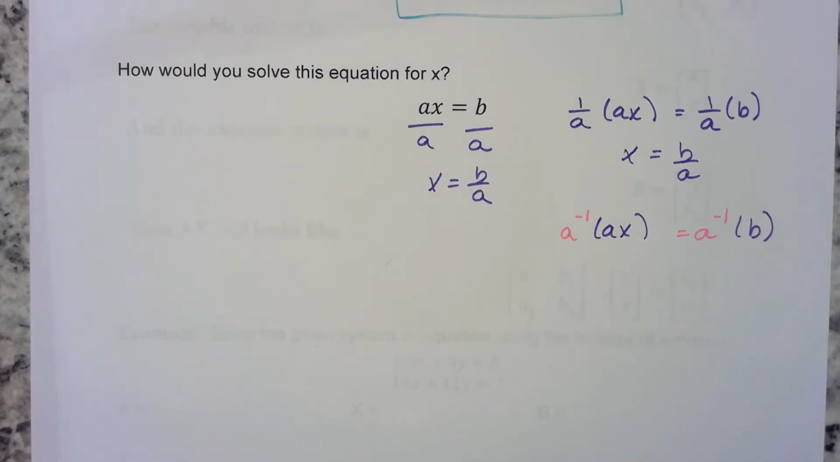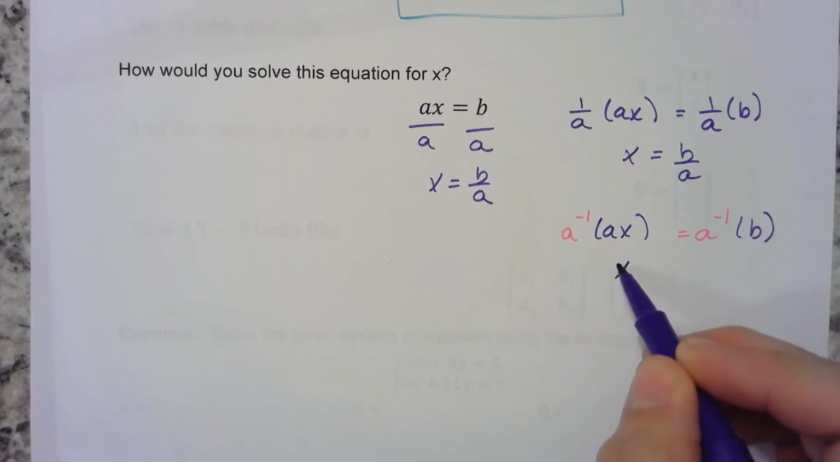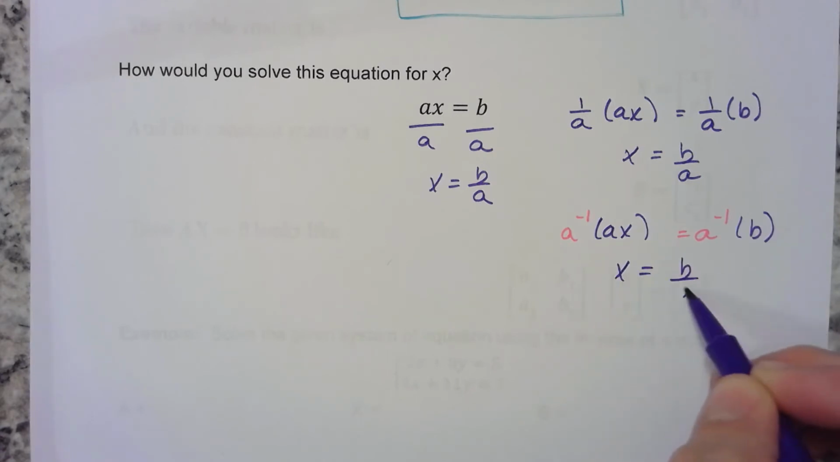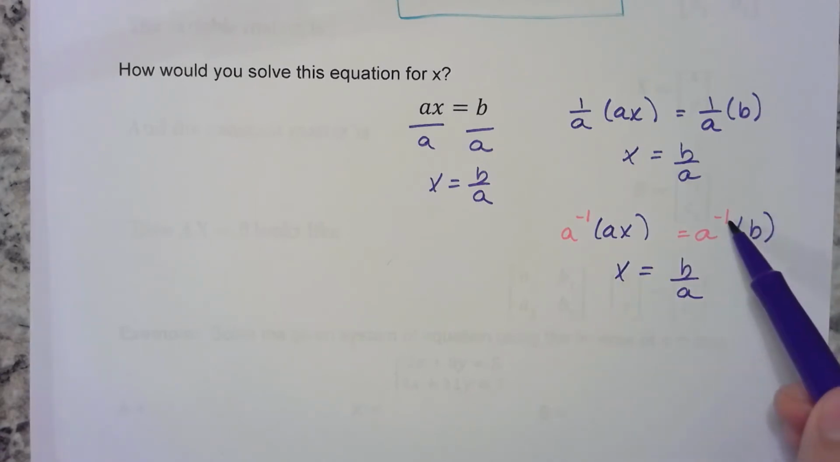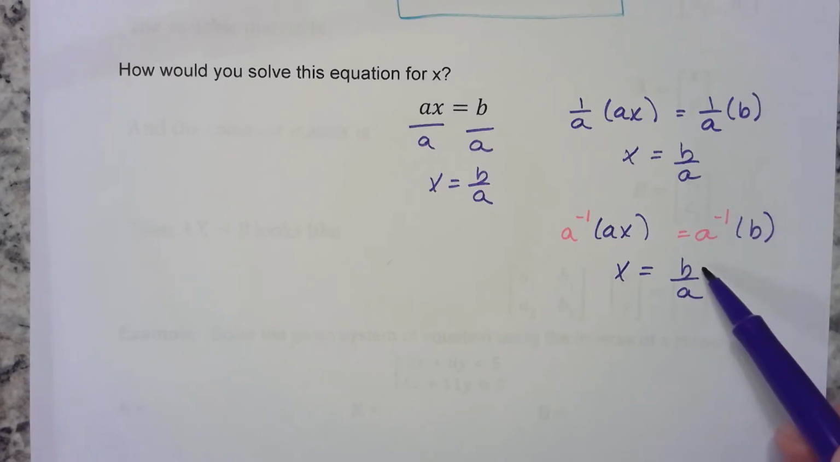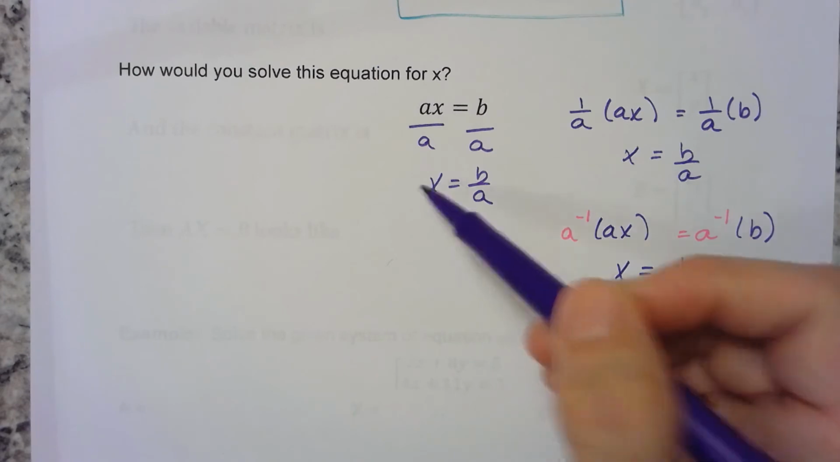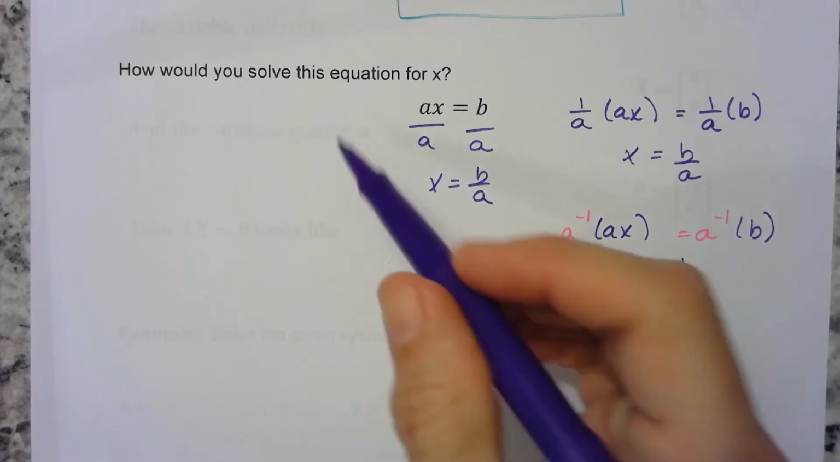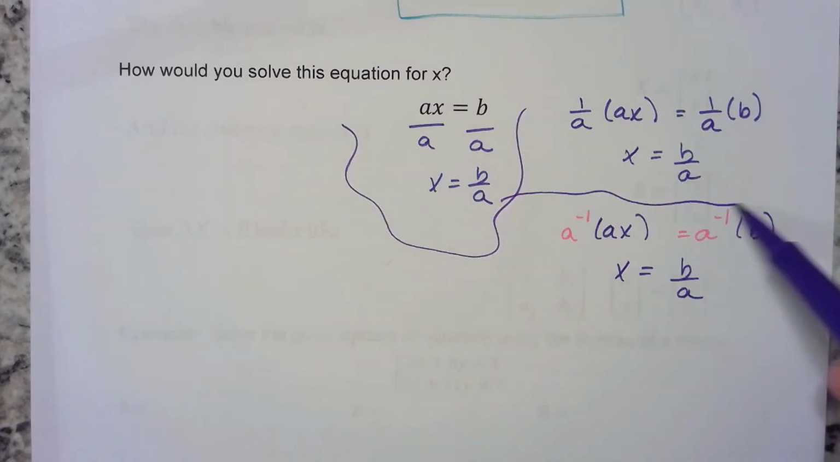So really and truly, whenever you are solving this type of equation, you're using an inverse. You just didn't know you were using the inverse. Remember, a negative exponent means you flip it over, right? So this becomes b over a. So all three of these methods actually mean the exact same thing.